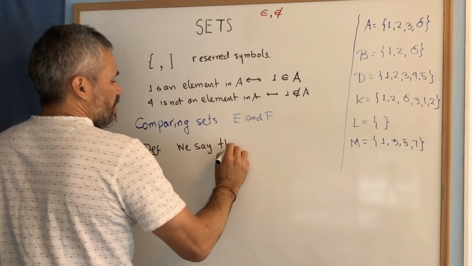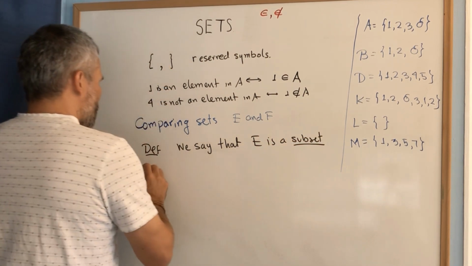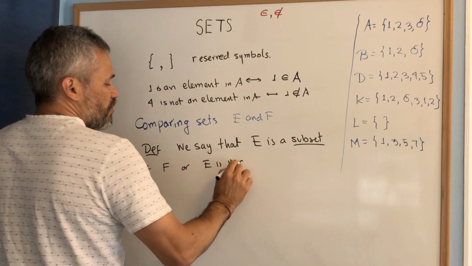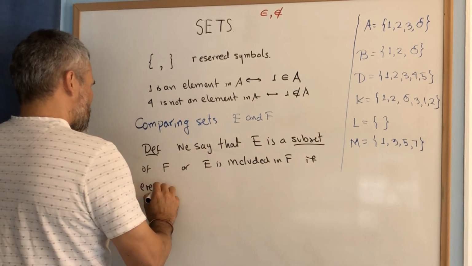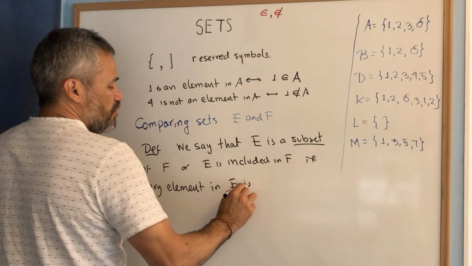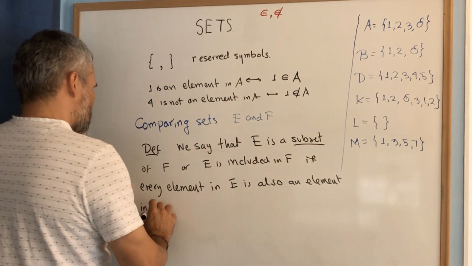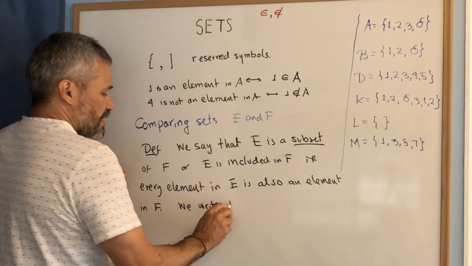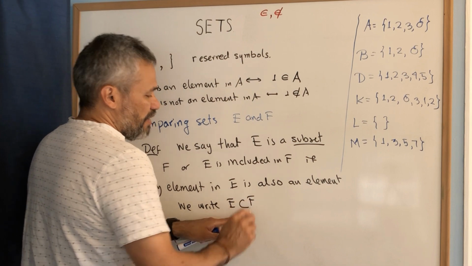We say that E is a subset of F, or E is included in F, if every element in E is also an element in F. And when this happens, we will write that E, with this symbol, is included in F, or E is a subset of F.